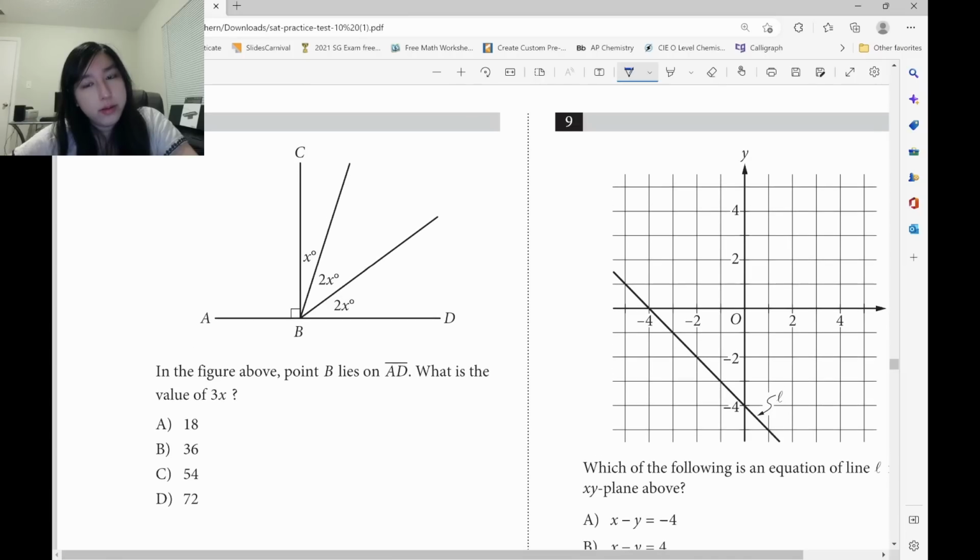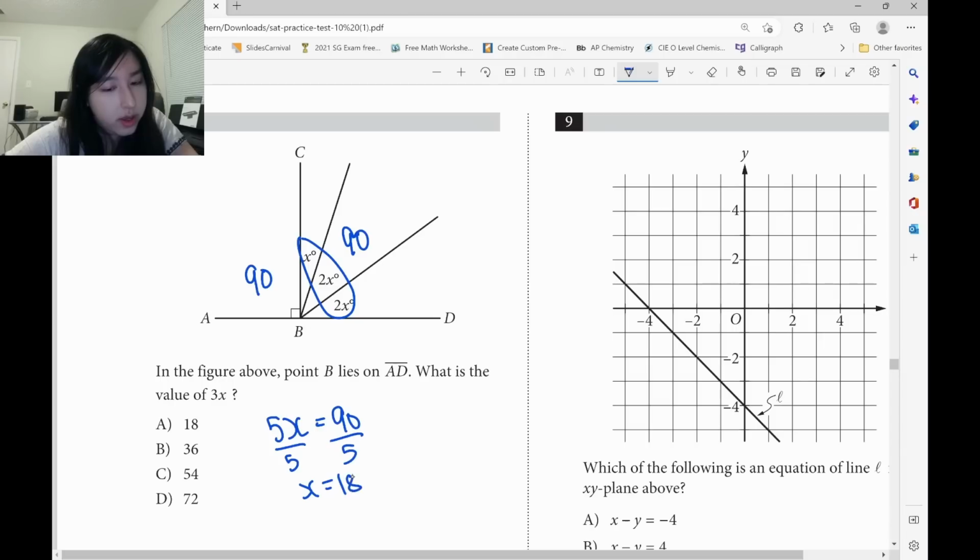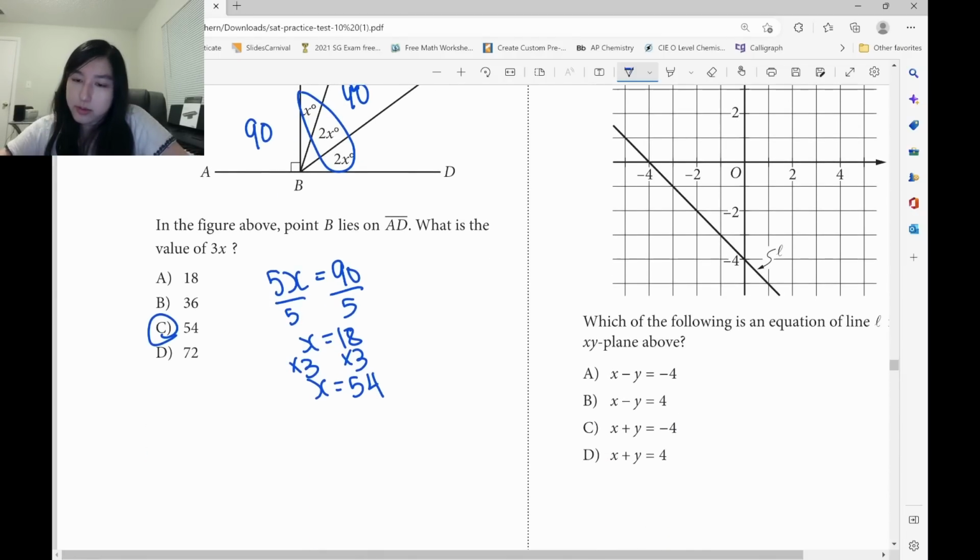Let's look at this one. All the angles here, and all angles on a line, must add up to 180. So that 90 and all these angles must add up to 180. That means these 3 angles must add up to 90, because 90 plus 90 would give us 180. So 5x equals 90, divided by 5, x equals 18, times 3, x equals 54. That's it.